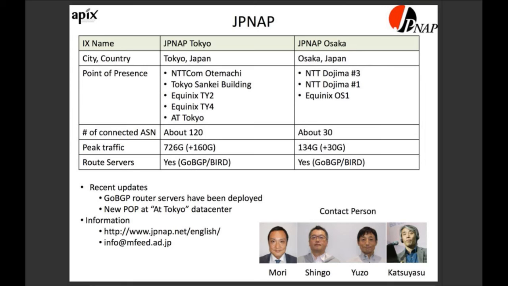Hello everyone, my name is Ken from JPNAP. We are exchanging almost 880 gigabit, and it is increasing rapidly, by 30% in a half year. We are connecting over 130 AS numbers, and JPNAP has 7 POPs in Tokyo and Osaka.